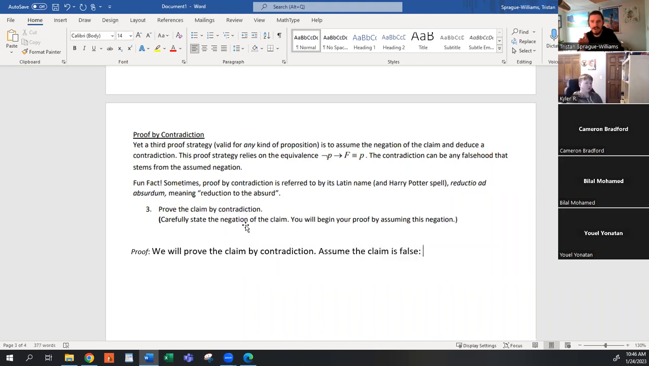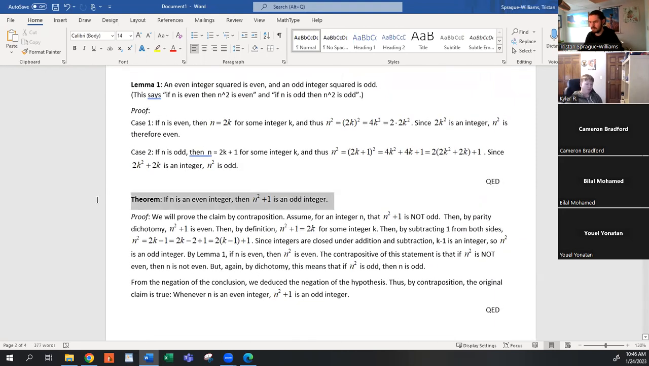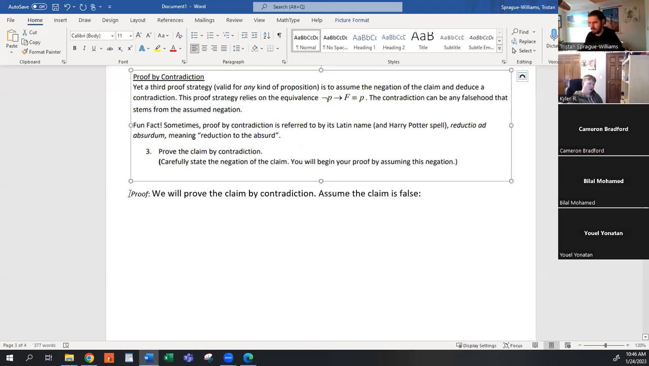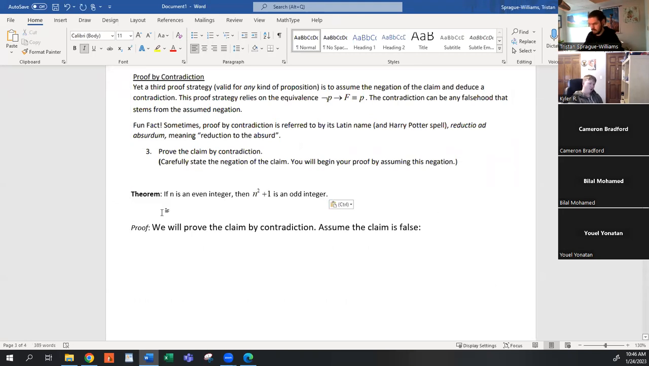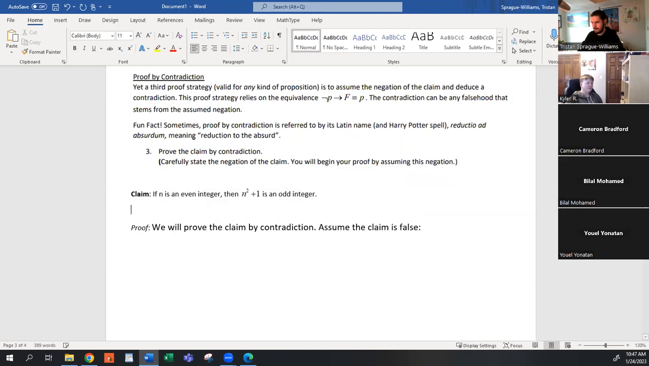And now we're going to state the negation of the claim, right? What was our claim again? It was this. I've been calling it the claim here. So how do we negate that? You guys remember how you negate if-then?